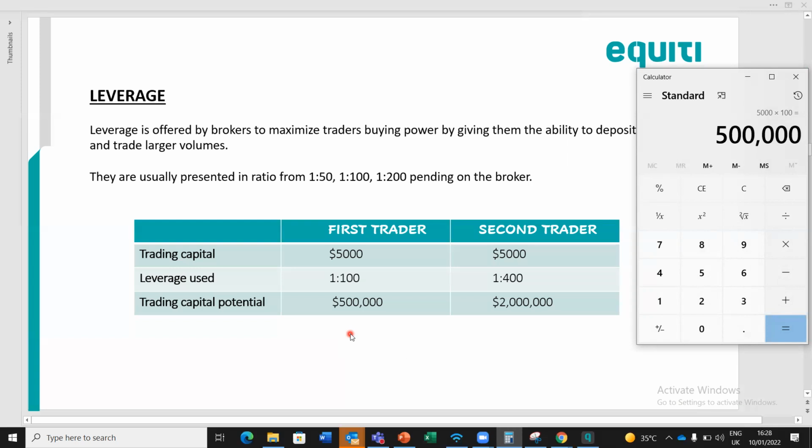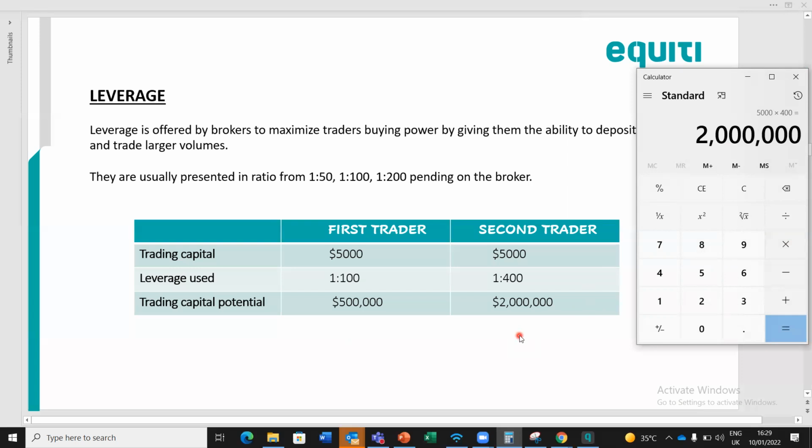Now, the second trader, because he used a leverage of 1 is to 400, which simply means that every $1 from this $5,000 has a $400 purchasing capacity in the market. It simply means that his $5,000 has a total of $2 million purchasing capacity in the market. Let's quickly look at that. So you see, that gives us 5,000 multiplied by what? 400. And that gives us what? $2 million. So you see that both of them have different purchasing capacity. They can actually trade different volumes. Why? Because of the leverage that they took. The first trader took 1 is to 100, a lower leverage compared to the second trader who took 1 is to 400.